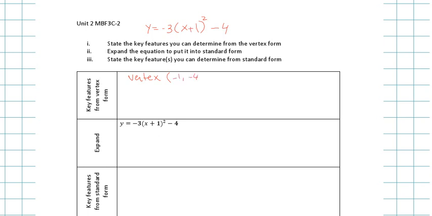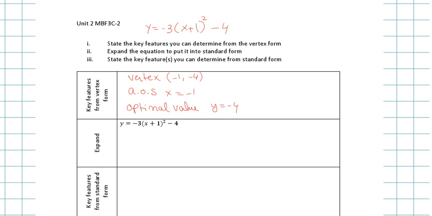I can tell what my axis of symmetry is. What is my axis of symmetry? X equals negative 1. Optimal value? Y equals negative 4. Guys, why am I taking the time to say it and to write it? Because this is the expectation, right? You need to note it properly.